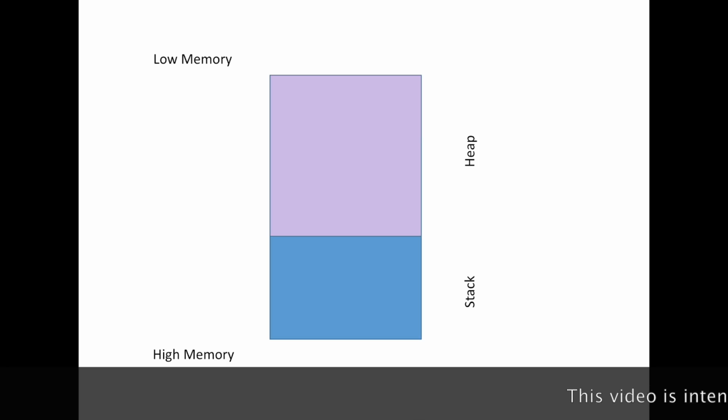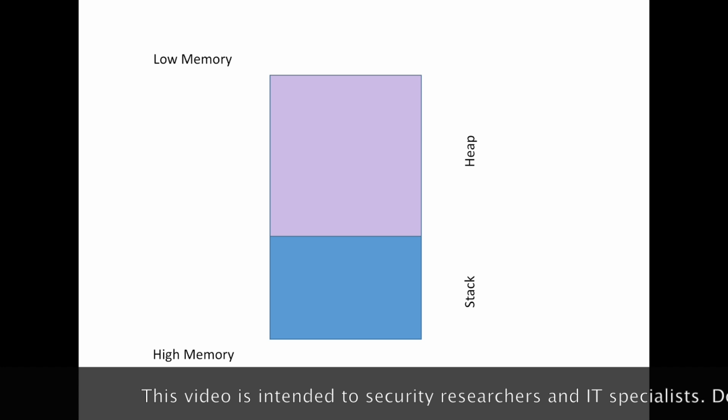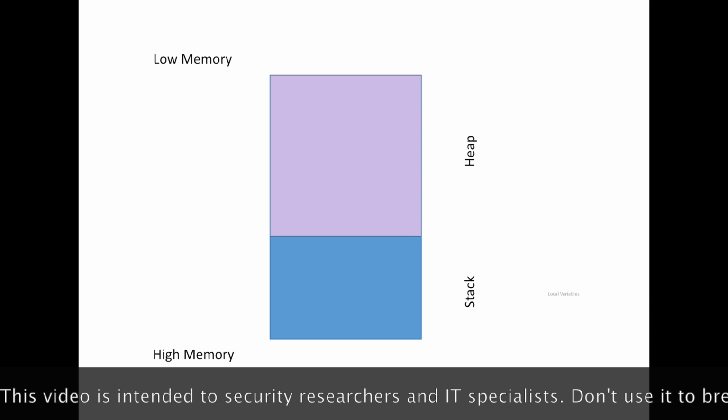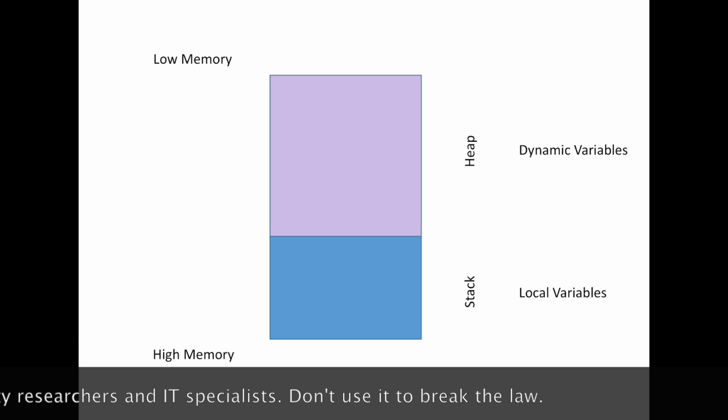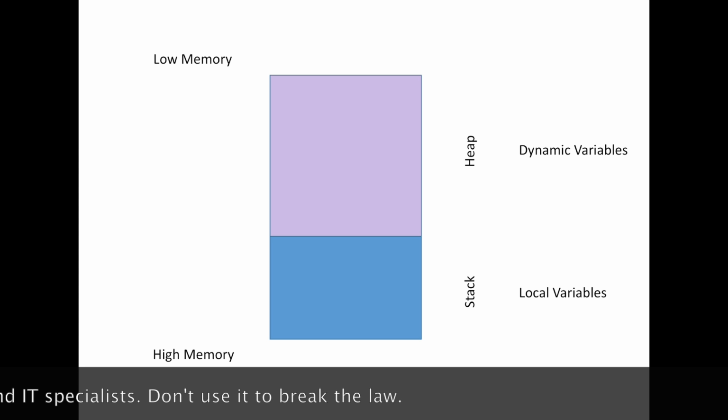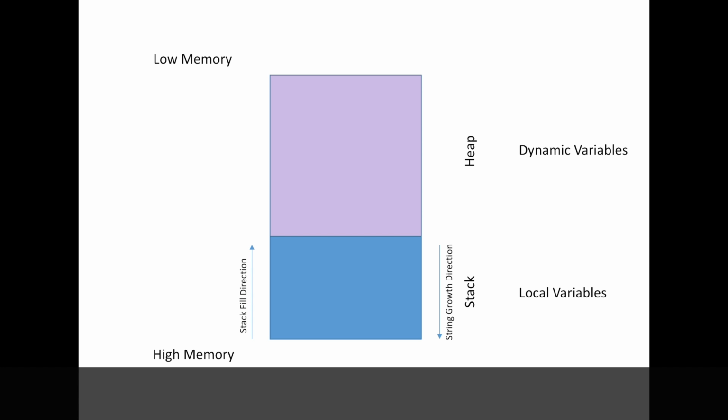Let's talk about the data structure and how variables are processed in the memory. Local variables are generally stored in the stack. Dynamic variables are written into the heap area. The stack is filled into the direction of the heap. Written strings are growing the other direction.